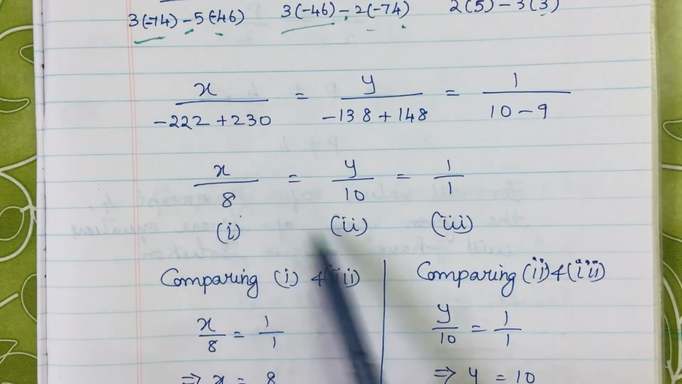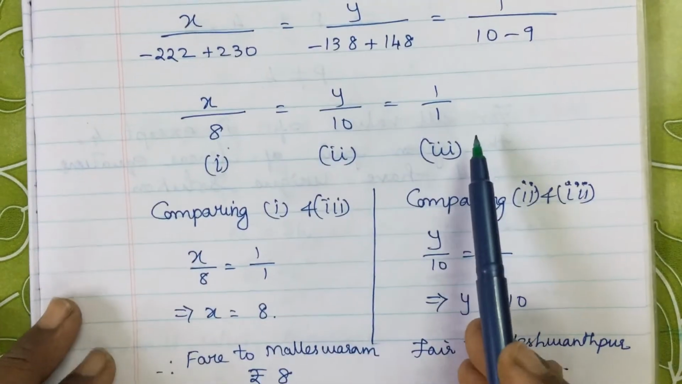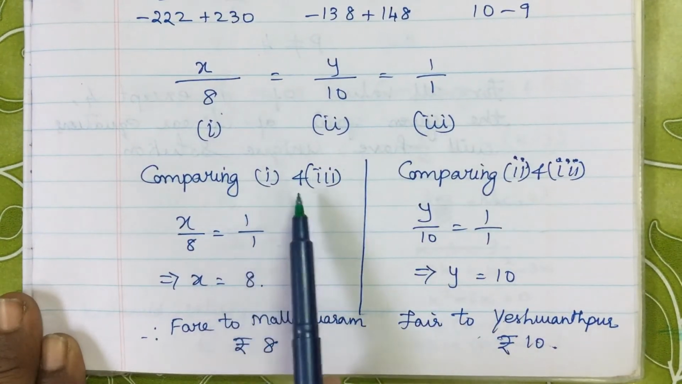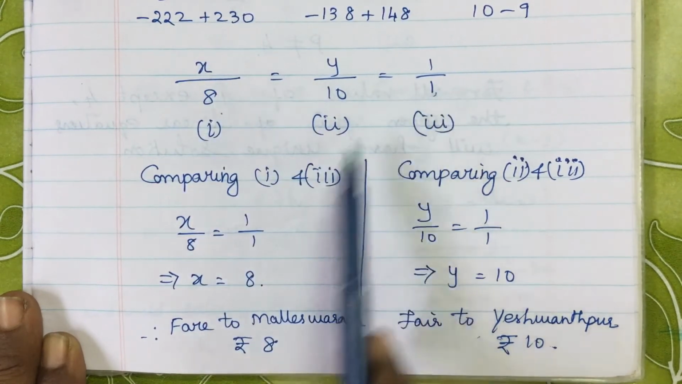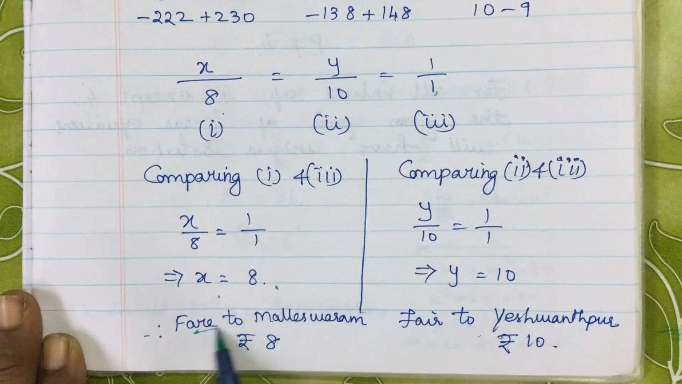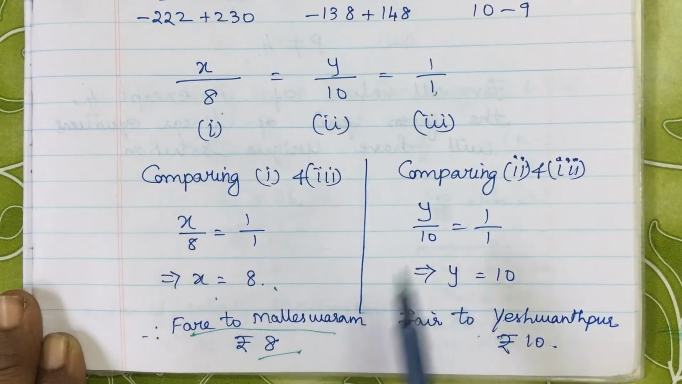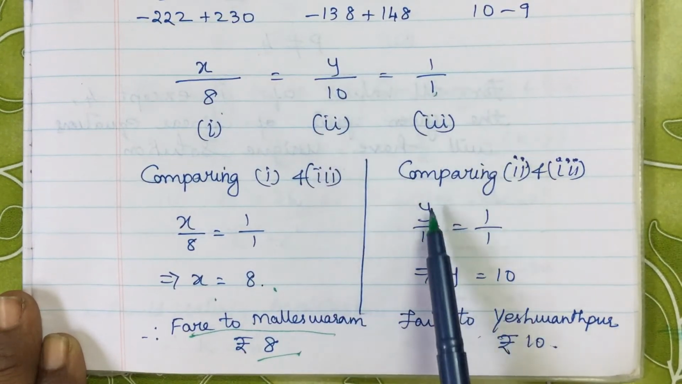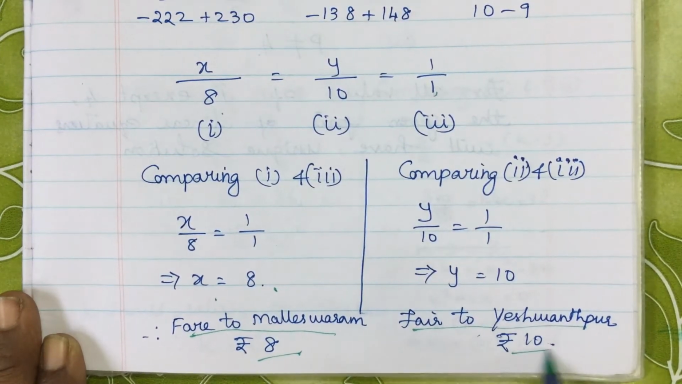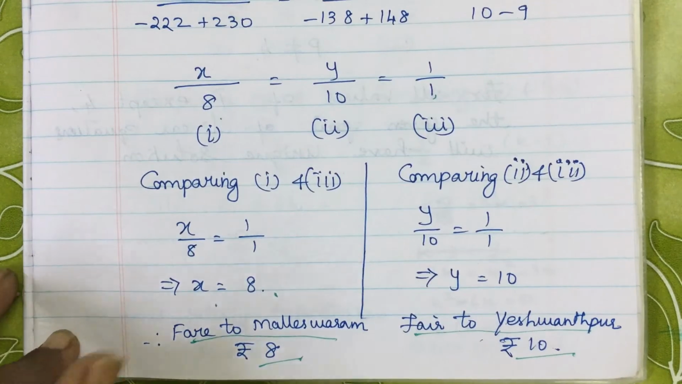So I am giving the names 1, 2 and 3. So on comparing your 1 and 3, this is 1, this is 3, on comparing these two, I am getting x as 8. So the fare to Malleshwaram, I found it as 8. Comparing your 2 and 3, y by 10 is equal to 1 by 1. So y is equal to 10. The fare to Yeshwantpur, I found out as rupees 10.